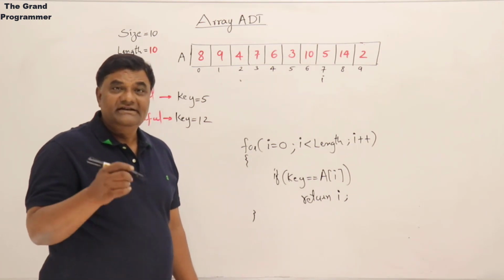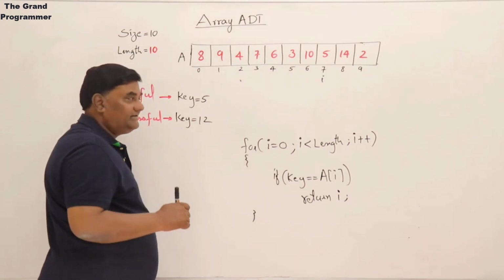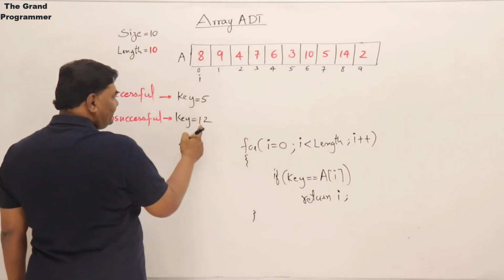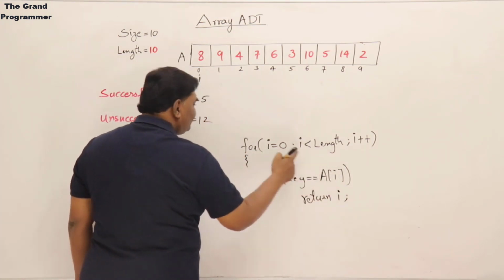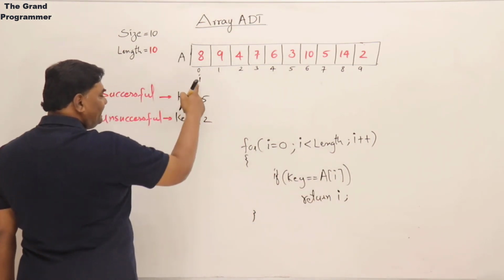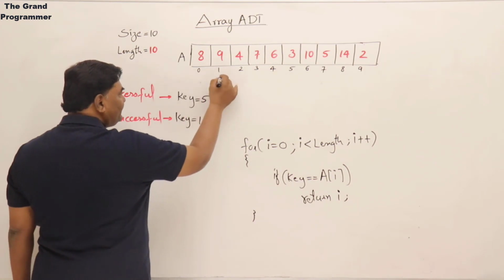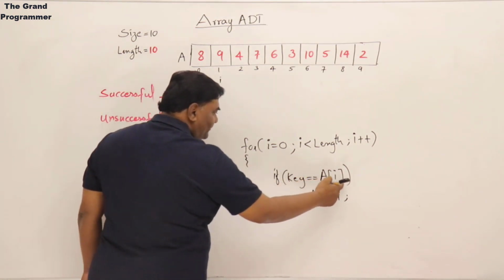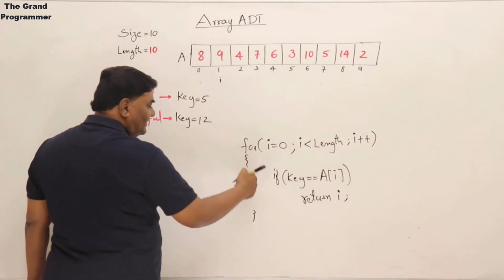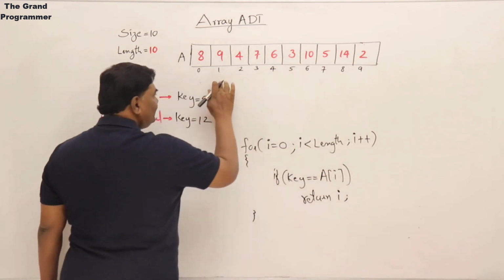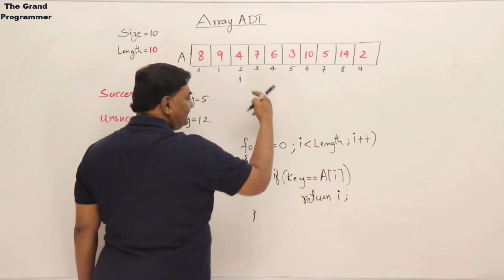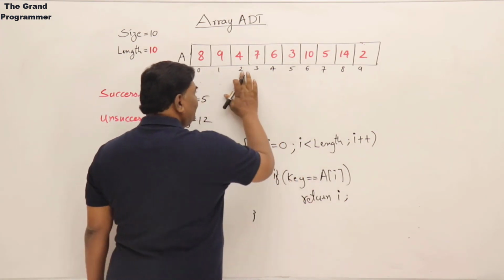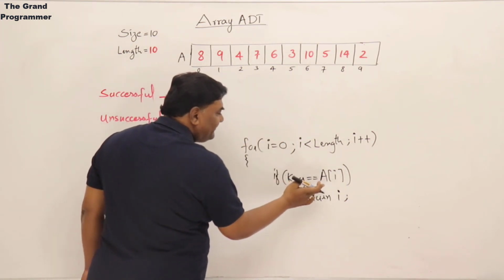Then return 7. So this is in case of a successful search. Now what happens in case of an unsuccessful search? Let us see. Initially I is 0. Suppose we are searching for 12. First it will check that key is equal to A of 0. 12, is it equal to this one? No. Then I will move to the next element. Then check key is equal to A of 1? No. Then again I plus plus, I moves to the next element. Then again check 12, is it equal to this? No. So in this way it will continue, and this condition will never be true.